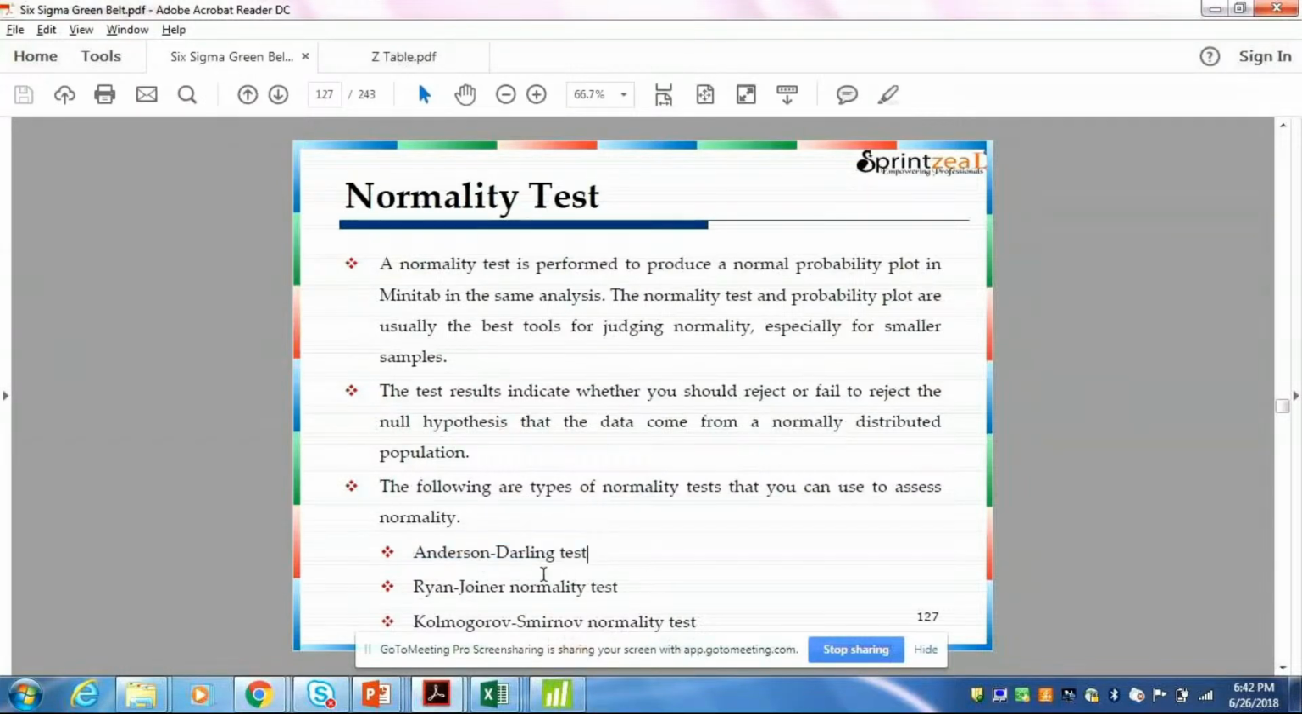Okay, so this is what is basically covered in this entire slide. There are normality tests like Anderson-Darling, Ryan-Joiner, and Kolmogorov-Smirnov, right? And so you need to simply run the data in Minitab, and you would be able to find out whether the distribution is normal or not normal.